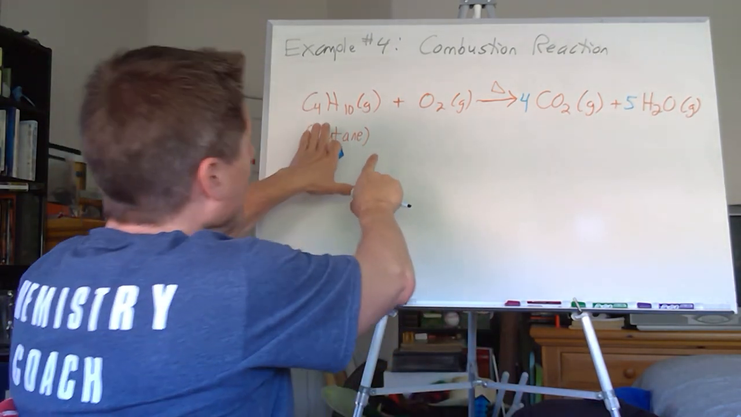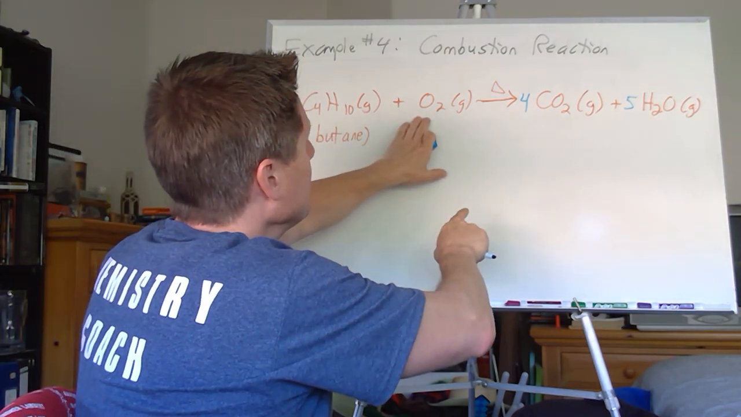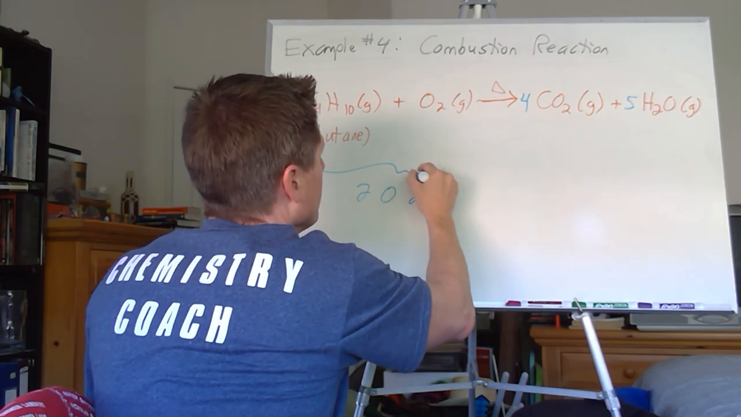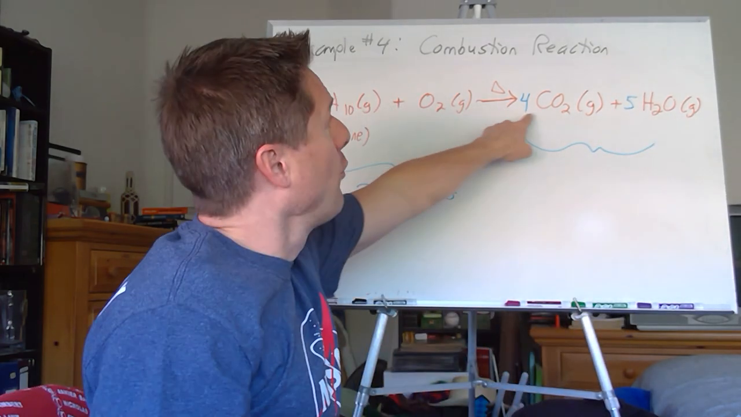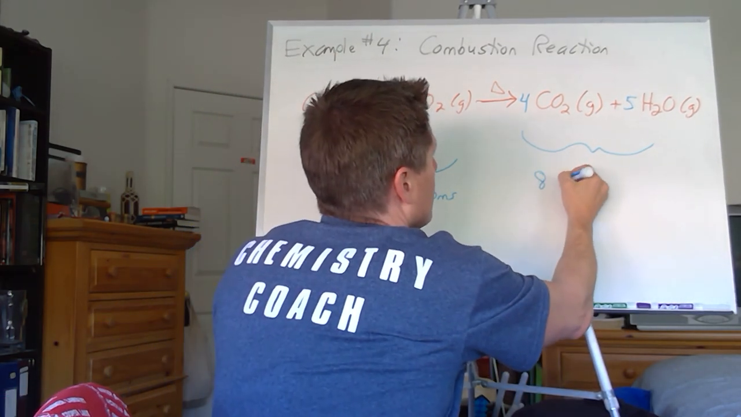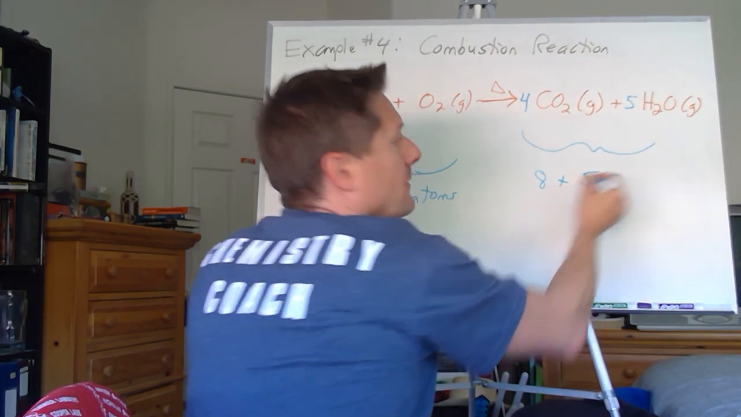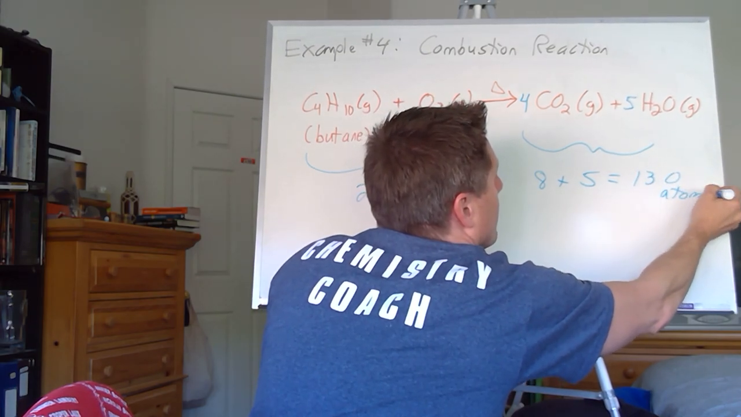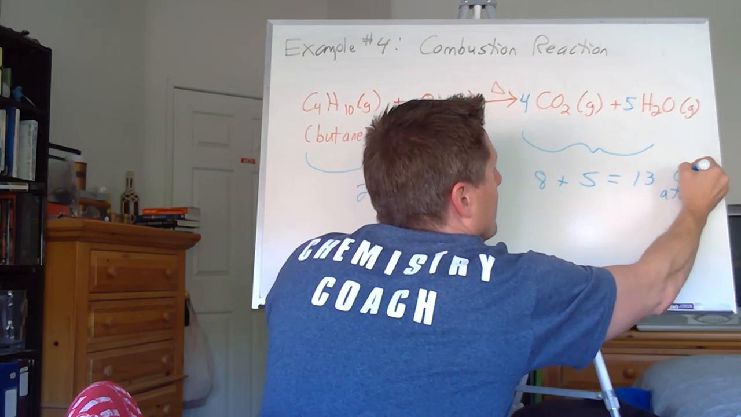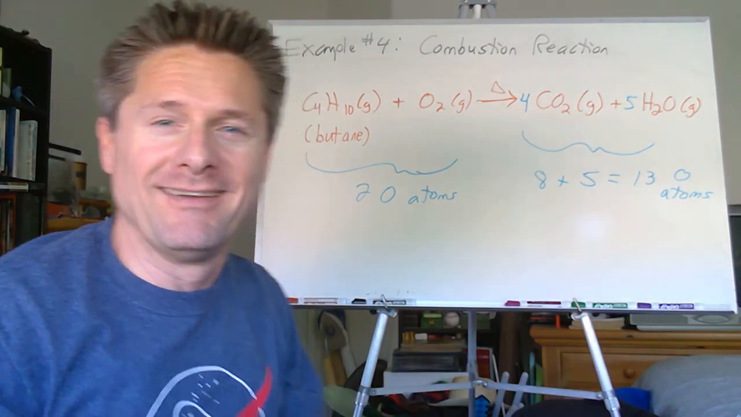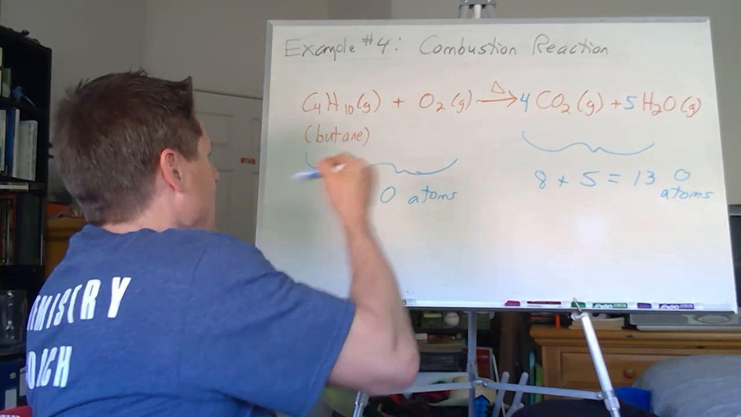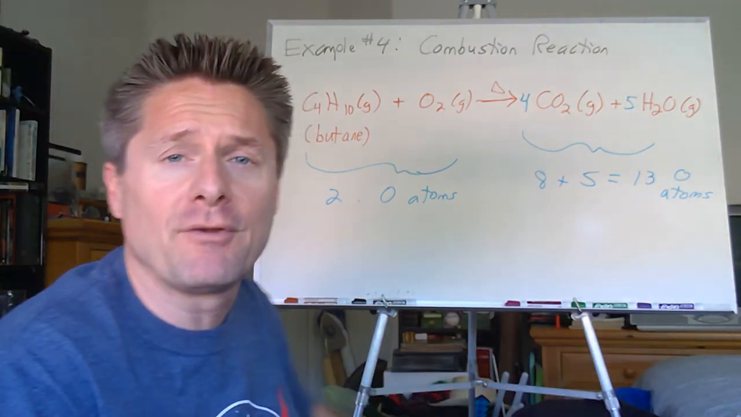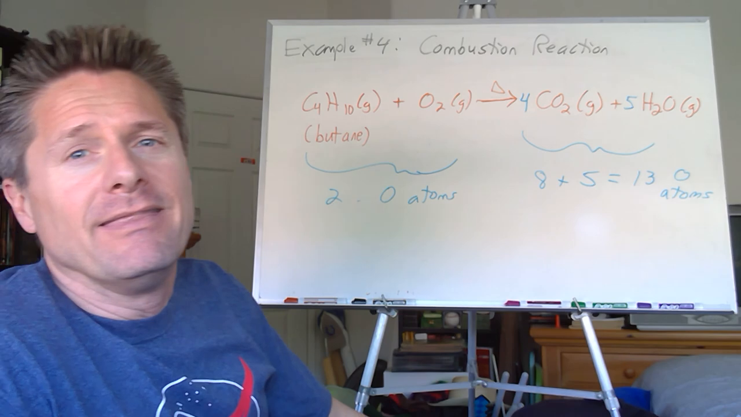So now let's look at the total number of oxygens. Would you agree on this side I have 2 oxygen atoms? On this side, 4 times 2 is 8, right? 5 times 1 is 5. What's 8 plus 5? This is where I screwed up. I have 13 oxygen atoms, not 130 atoms. And that's not 20. I have 2 oxygen atoms on this side. The O looks like a zero sometimes. So 2 does not equal 13. That's even, that's odd.